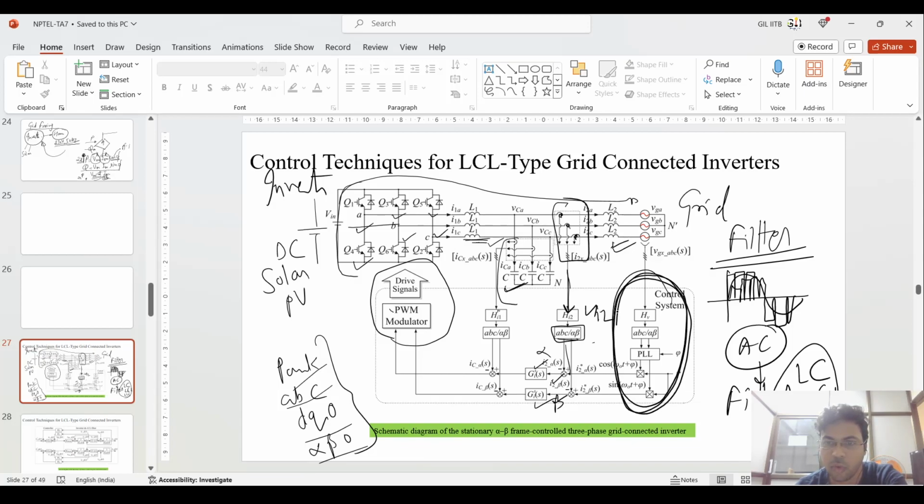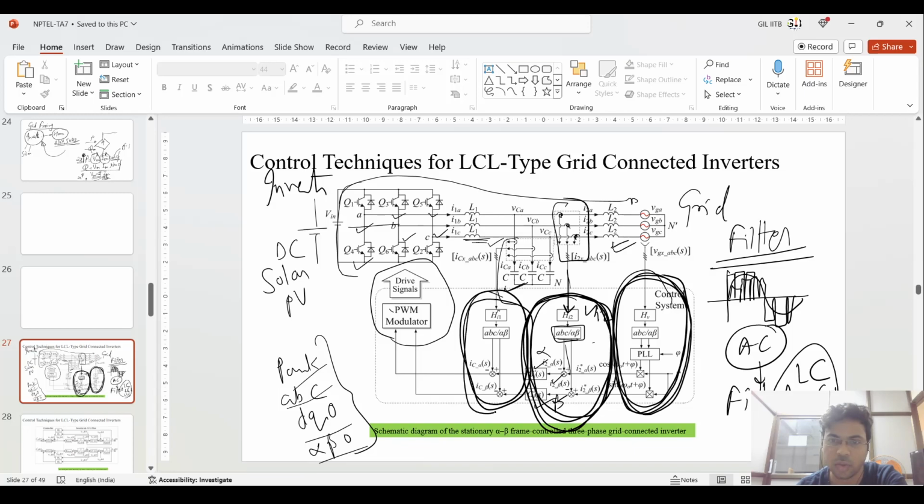So what is happening is that the voltage of the grid is taken as a reference. If you see what I am drawing here, the voltage of the grid is taken as a reference. In the second, what I am highlighting, the current of the grid is being monitored.